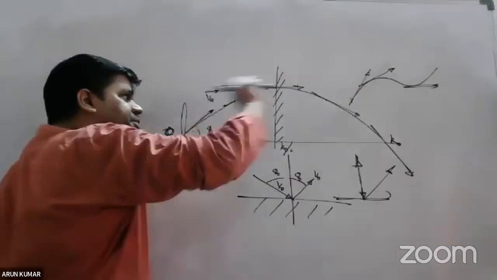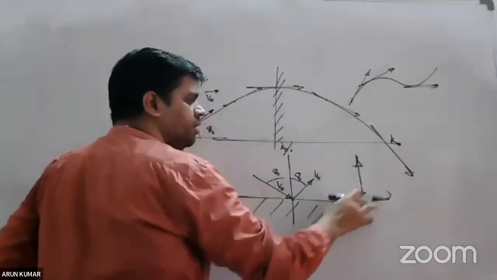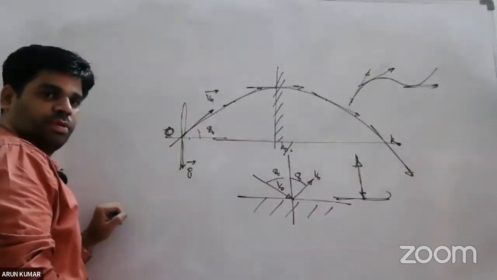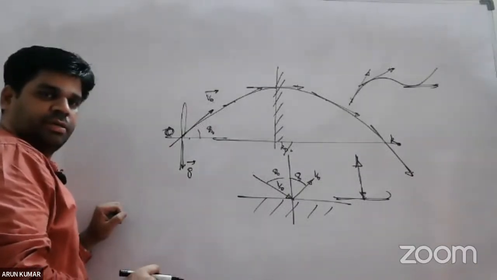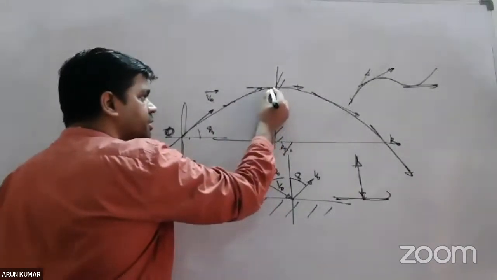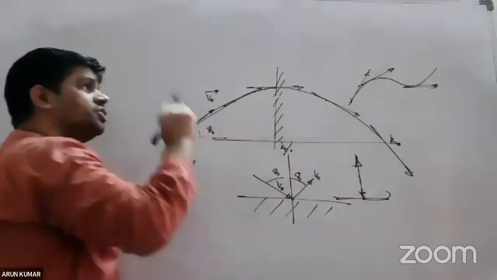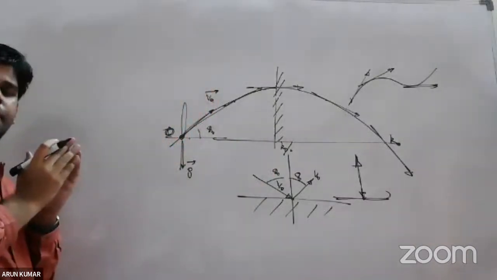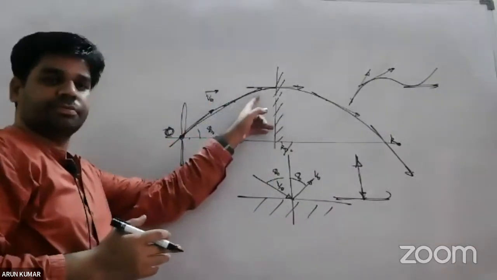Now, if it hits perpendicularly, it will rebound perpendicularly. Look here: if a particle hits a wall perpendicularly, it will rebound perpendicularly. So if it rebounds perpendicularly, it will follow the same path and come back to this point. If a person is throwing at the wall and it hits the wall perpendicularly, it will come back to his own hand again, provided there is no loss of energy.